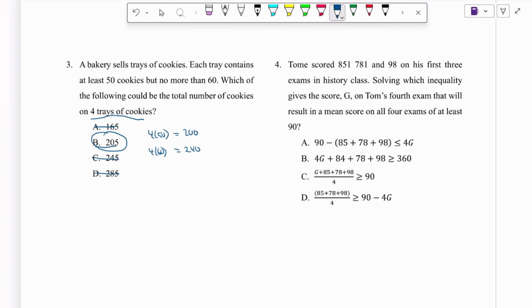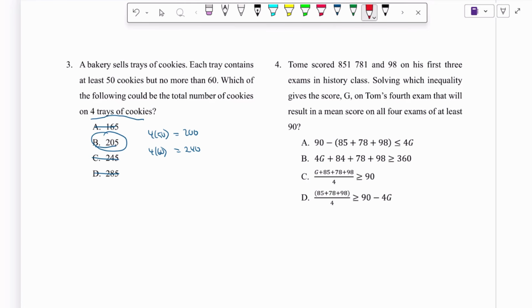Probably one of the most common problems I've seen on an SAT and an ACT. Tomei scored 85, 78, and 98 on his first 3 history exams. Kind of a wide range of numbers here that could throw you off. Which inequality gives the score G on Tom's 4th exam that will result in a mean score of all 4 exams of at least 90? So he is going to take 4 exams and it has to be greater than or equal to 90.